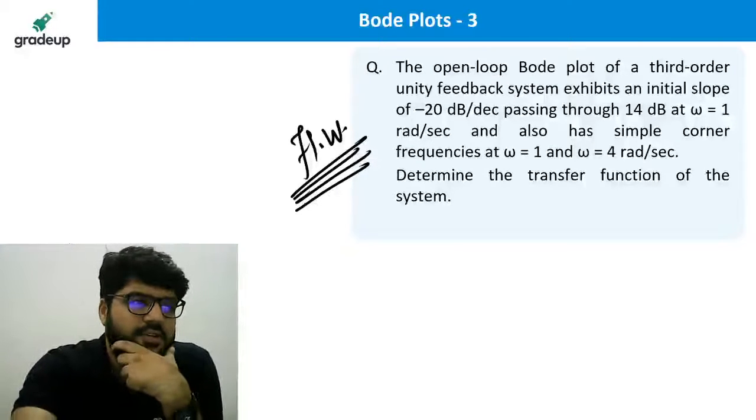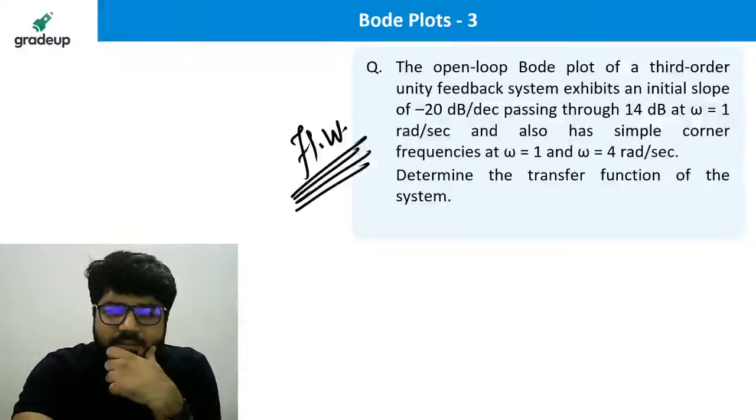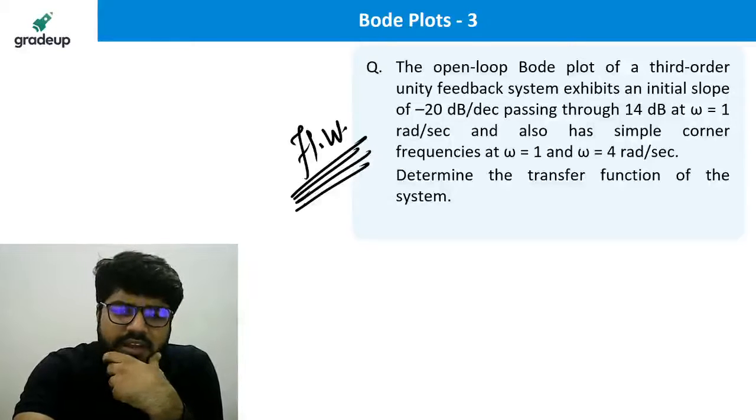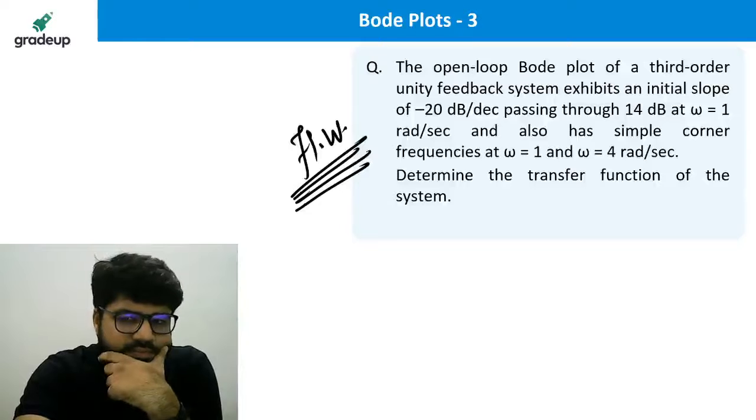Okay, so take down this homework question and determine the transfer function. Again, it's a conventional theoretical type statement given, but you have to finally come to the transfer function from the given information. All right.